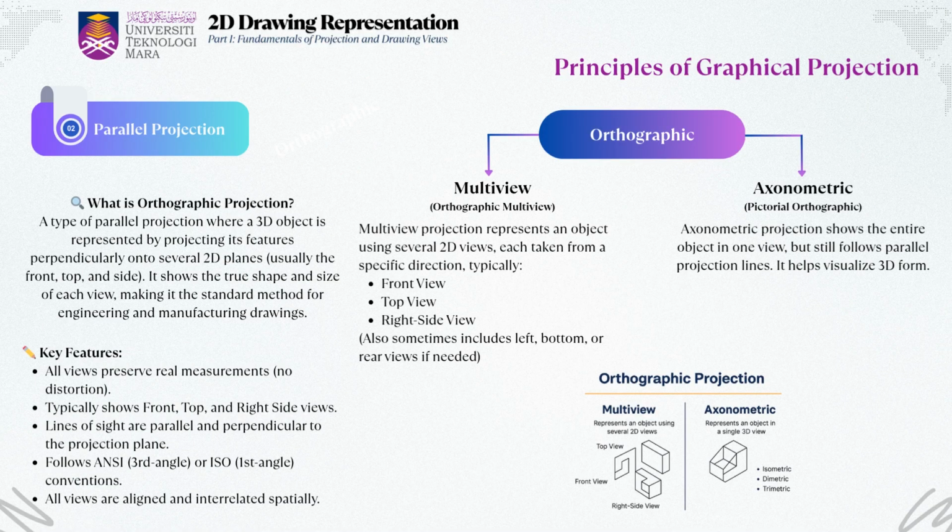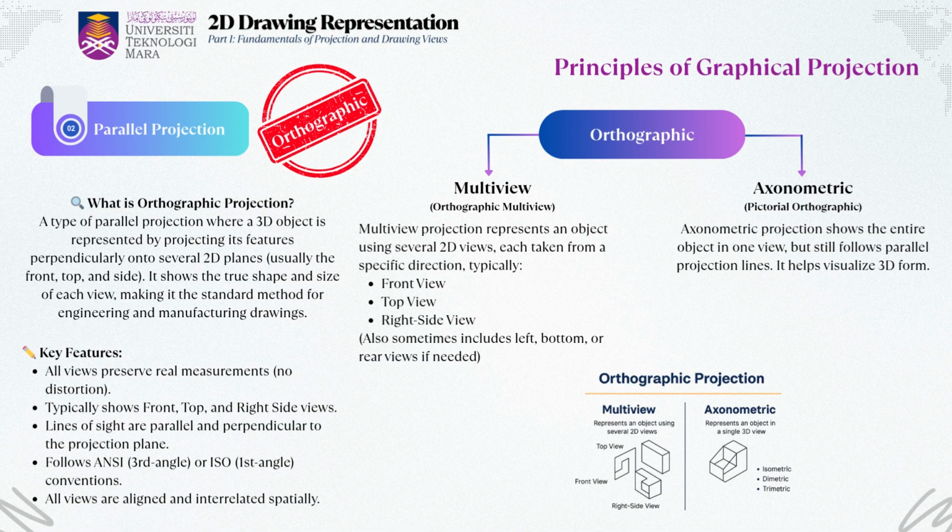Now let's move on to one of the most essential types of projection used in engineering and manufacturing, orthographic projection. This method is part of the parallel projection family, where the projection lines are perpendicular to the projection plane. That means there's no distortion. What you see on paper matches the real shape and size of the object.